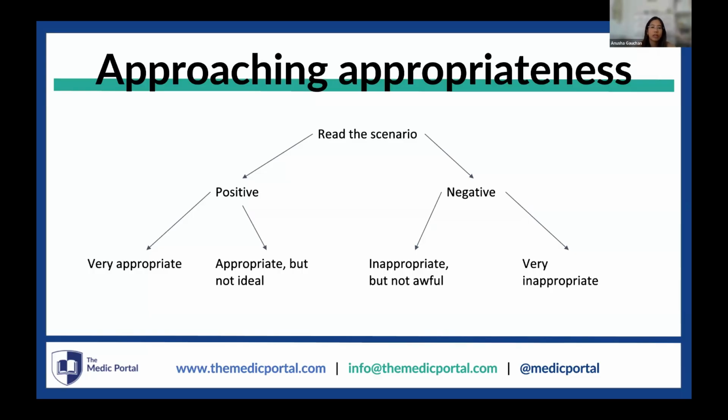So if it's 100% positive, you're probably thinking it's going to be very appropriate. If it's like 80% positive and then 20% not so positive or negative, then it's appropriate but not ideal. And then vice versa, if it's quite negative but there are some positive aspects, then it's inappropriate but not awful. And if it's really negative, either 100% negative or with a very slight positive aspect, then it's very inappropriate. So that can help you decide the answer if you're stuck. Try to think what's positive and what's negative about this action, and then that will lead you to the answer.